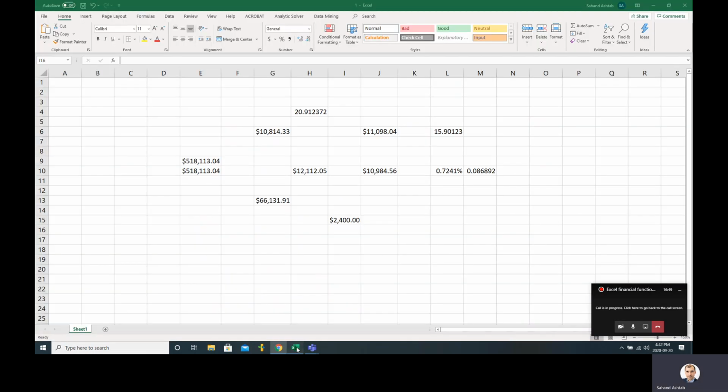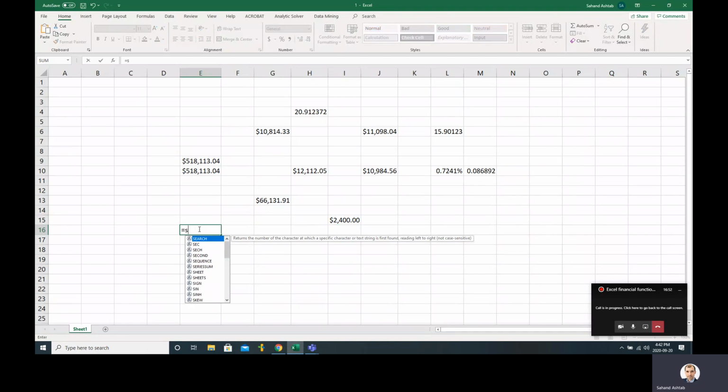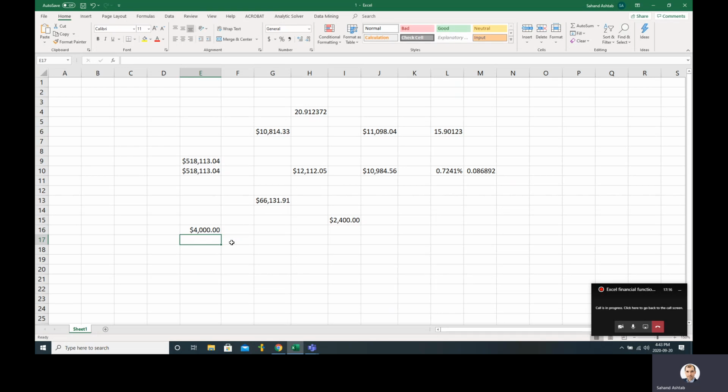So if we want to use the SYD formula or function, the cost is 15,000, salvage is 3,000, life is 5 years, right? Now it's asking for per, and that's the last argument. That's basically in what year you want to calculate the depreciation value. So I'm going to put 1, close parentheses, I get 4,000.